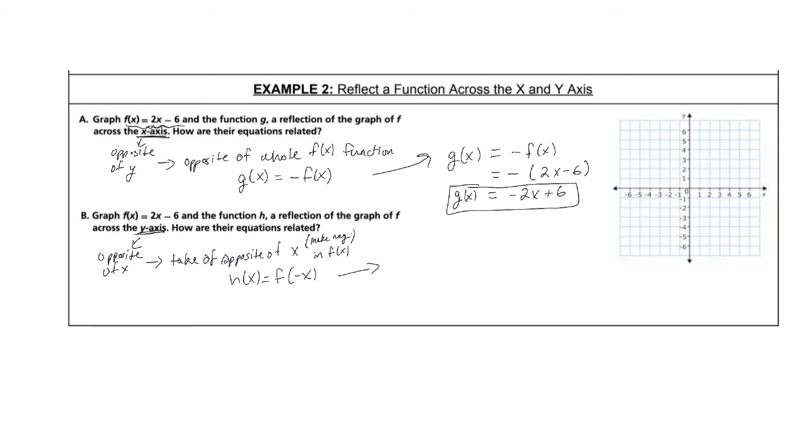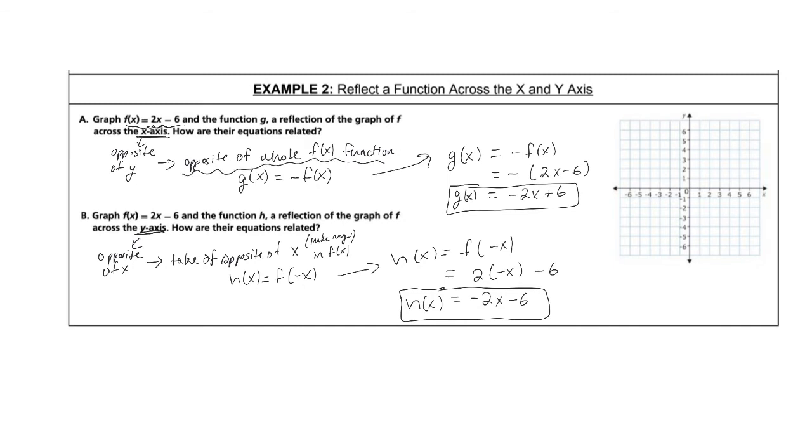Okay, so h of x is equal to f of negative x. So h of x is equal to 2, and then instead of x there, we have negative x minus 6. So negative 2x minus 6 is what our h of x is. Okay, so important. When you reflect over the x-axis, you take the opposite of the whole function. When you reflect over the y-axis, we take only the opposite of x in that function.